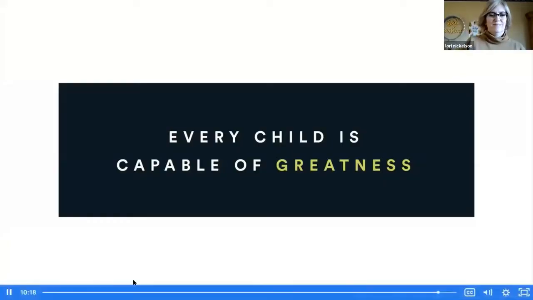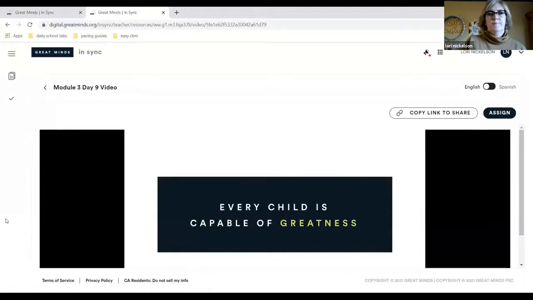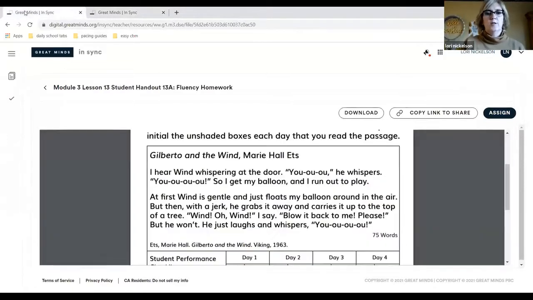Let me get back up here so you can see me. All right, so we're going to pause. Now, let's go on up. Since we're on this page, we're going to go into our Gilberto and the Wind fluency homework. All right, let's read it.